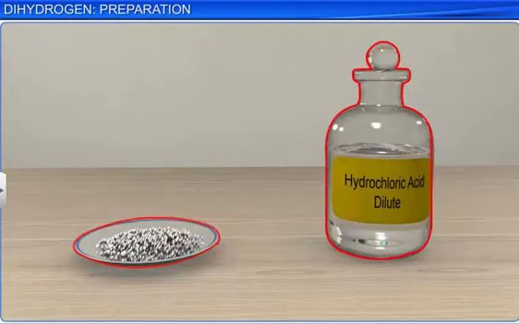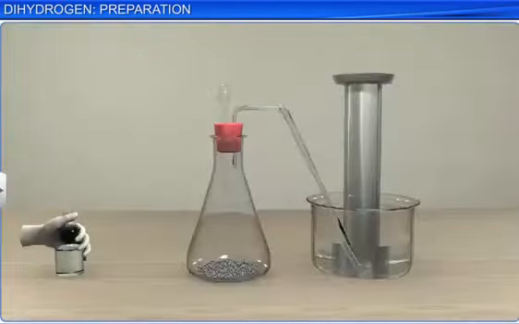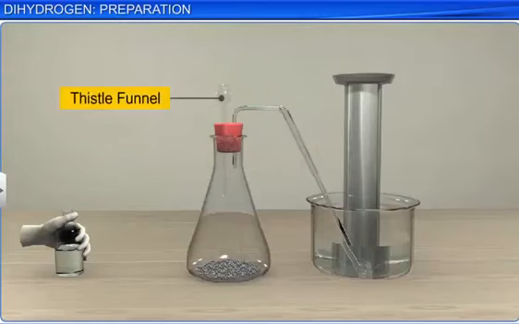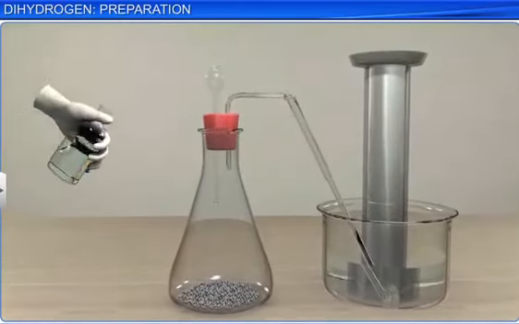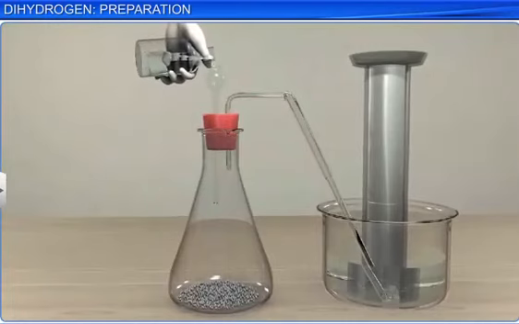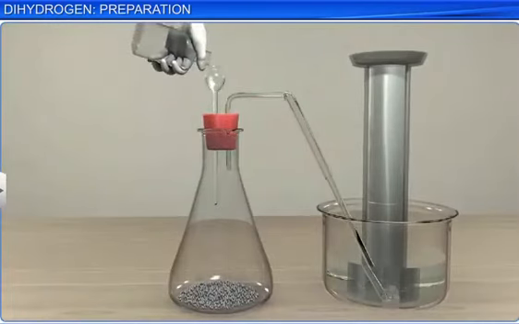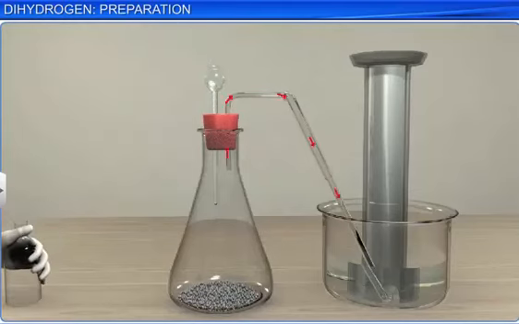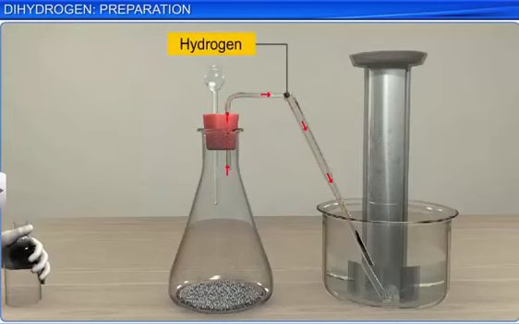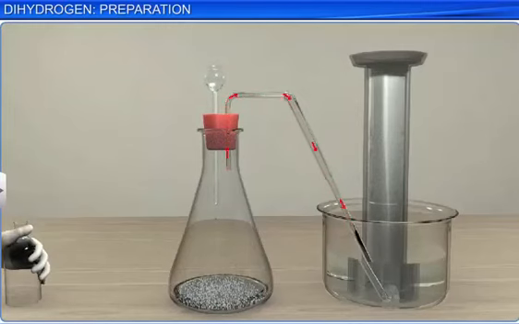The setup consists of granulated zinc in a conical flask fitted with a thistle funnel. In this flask, dilute hydrochloric acid is poured drop by drop through the thistle funnel. As dilute hydrochloric acid reacts with the zinc granules, hydrogen gas is released. The gas is collected by the downward displacement of water.